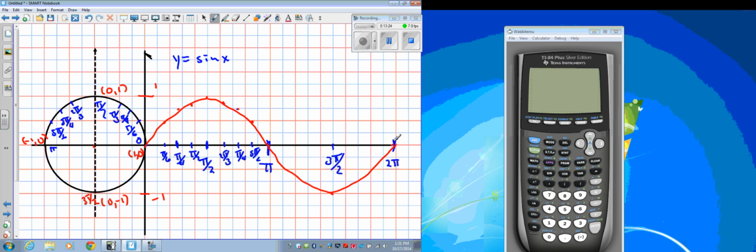And at the beginning of the period, it's 0. 1/4 of the way in, it's always going to be maximum. Halfway, it's back at its 0. 3/4 of the way, it's at its minimum. And at the end, it's at its 0. That's the way it's always going to do it.